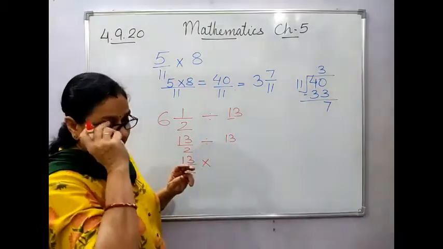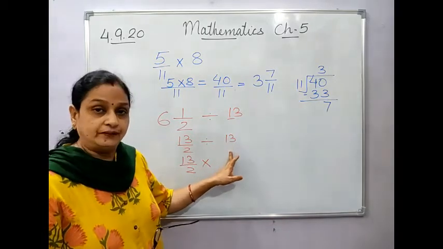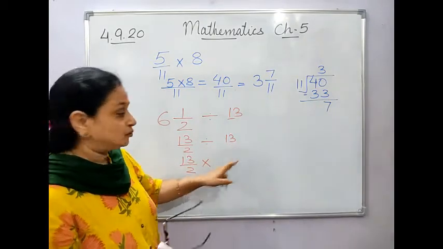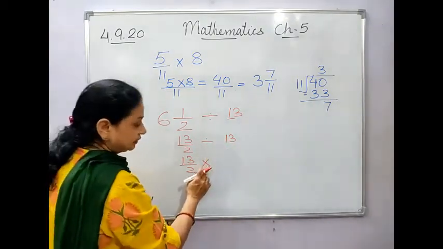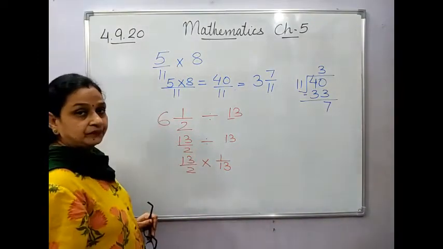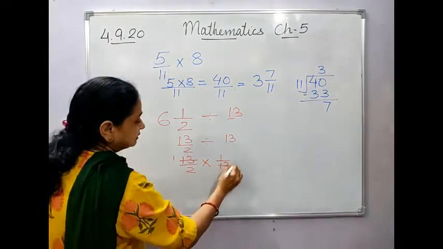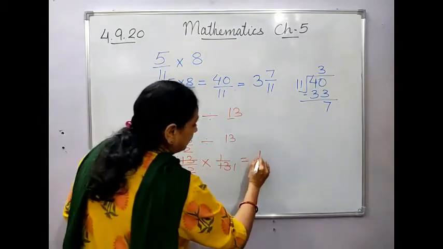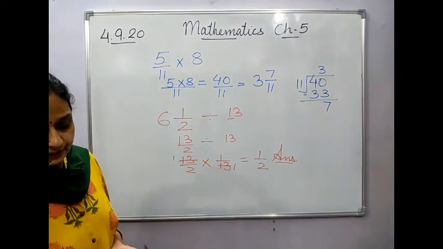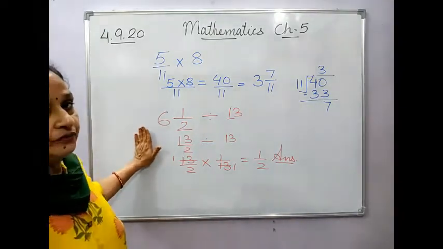I told you in addition and subtraction, if there is no denominator, it means it is 1. That means it is 13 upon 1. So when we convert it into multiplication, it will become 1 upon 13. Now you solve it. Now you can easily cut. 13 ones are 13. So it becomes 1 upon 2 is your answer. Okay, I hope this is clear. So this way you do multiplication and division of the fraction.